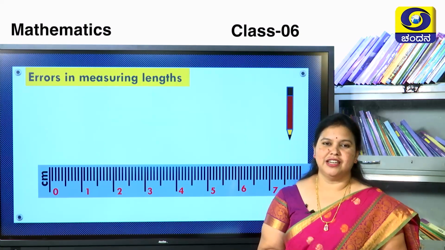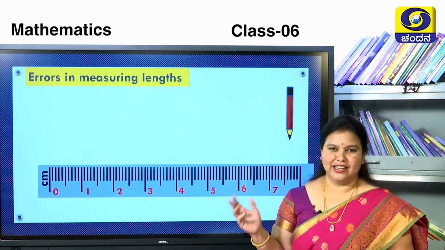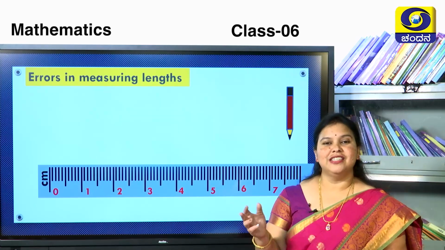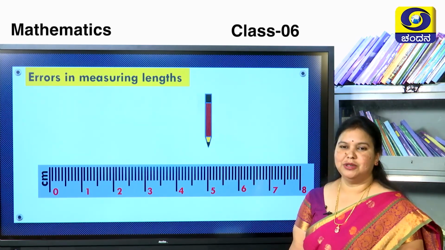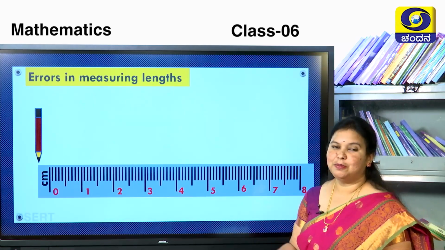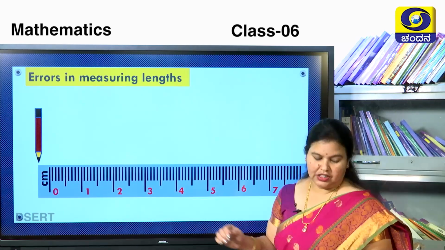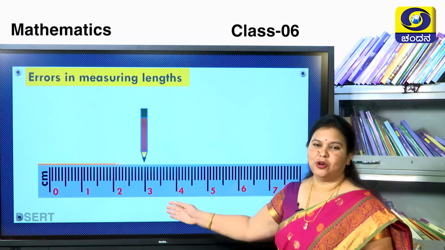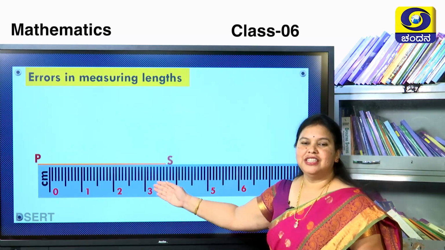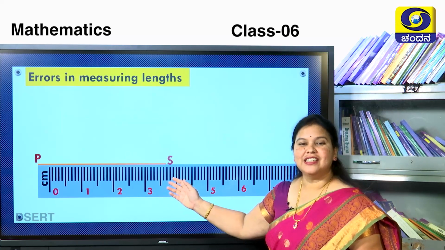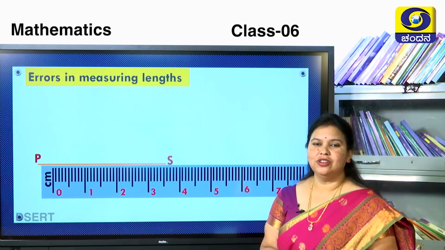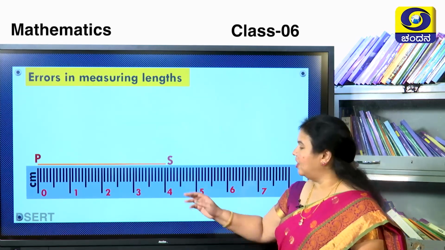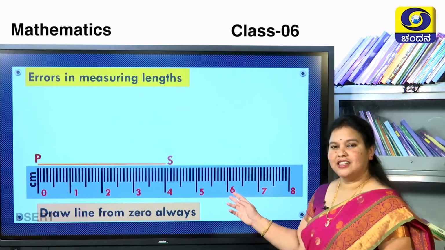Now we will understand how errors occur in measuring lengths and how to avoid such errors while measuring line segments. You see in this animation, the pencil is placed away from the edge of the scale. If we draw a line from this point, we will get 3.7, which is a wrong measurement. So what do we have to do? We have to draw a line always from 0, and this is the correct method.